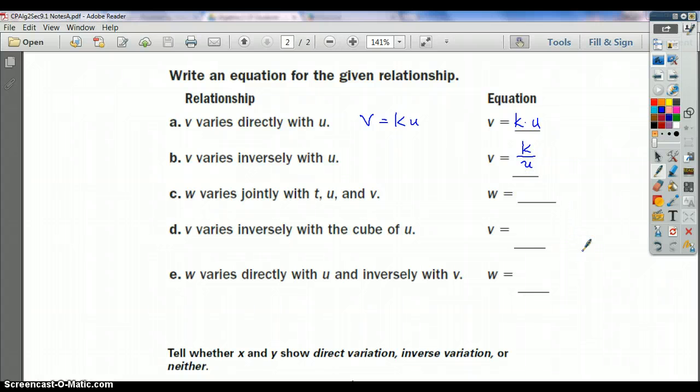W varies jointly with T, U, and V. So everything's on top. So that means K times T times U times V. A little crowded there. Letter D, V varies inversely with the cube of U. So K over the cube of U. E, W varies directly with U and inversely with V. So K and U are on top, V would be on bottom. Right? So if you can get comfortable with that, life is good. Okay, you don't have to really remember a whole lot.